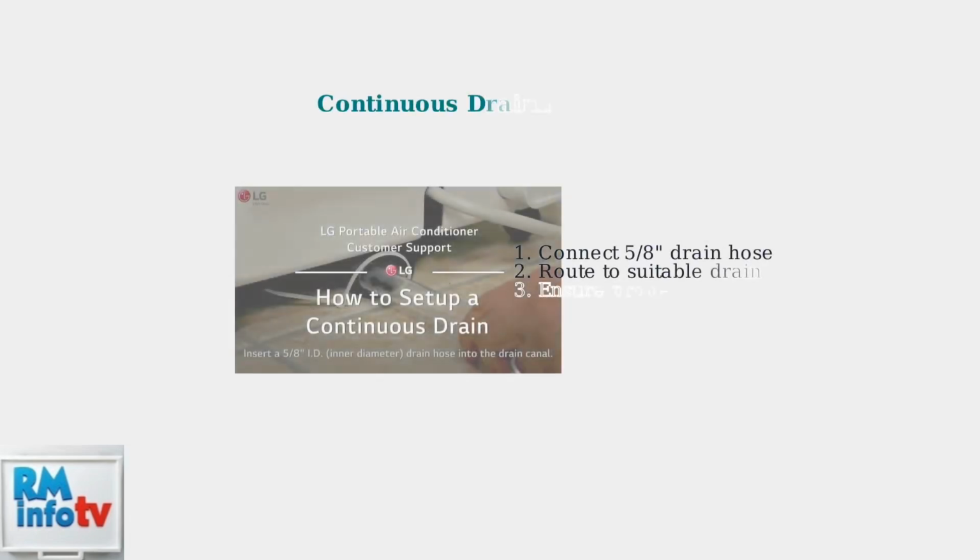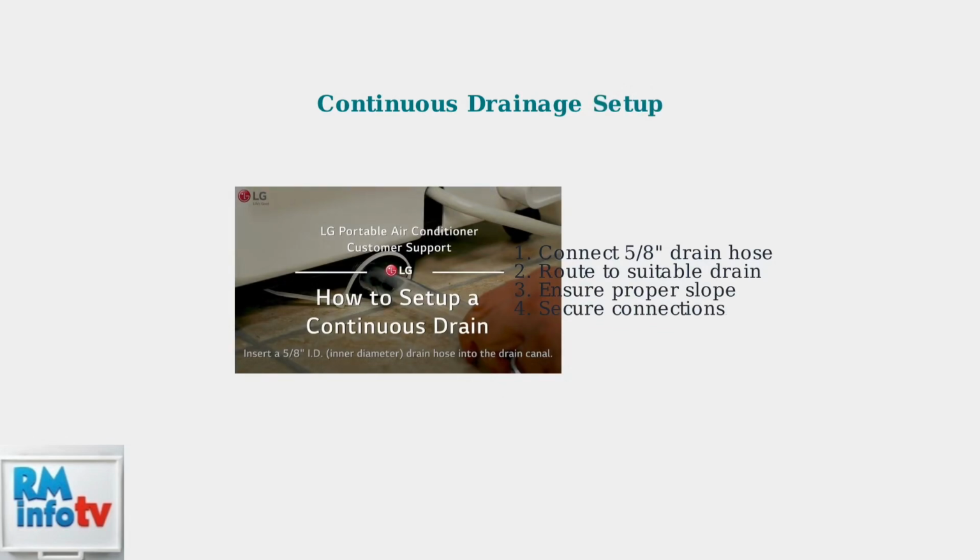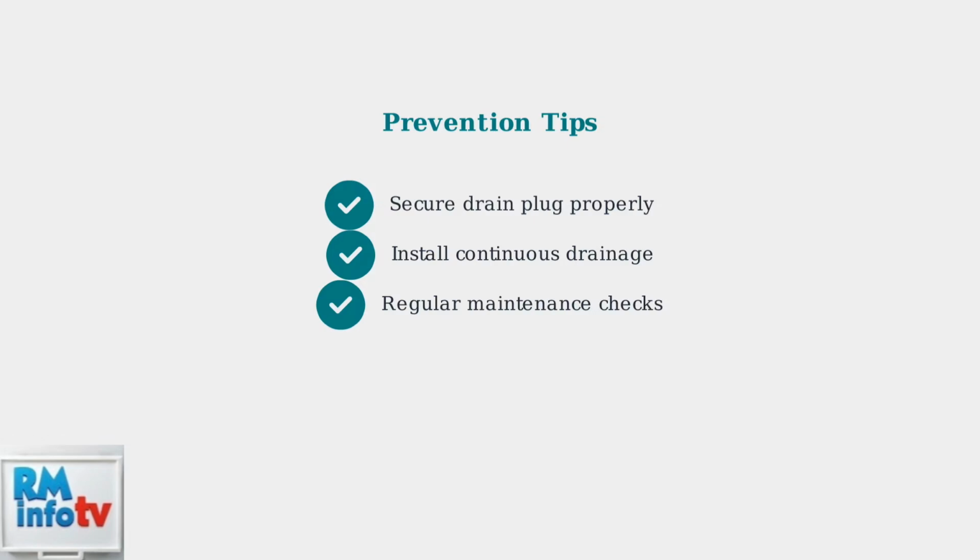To prevent frequent manual draining, connect a drain hose to the upper drain outlet for continuous drainage. This allows uninterrupted operation, especially in high humidity environments. Always ensure the drain plug is securely replaced after draining to prevent leaks. Regular maintenance and proper installation of continuous drainage can prevent most P1 error occurrences.